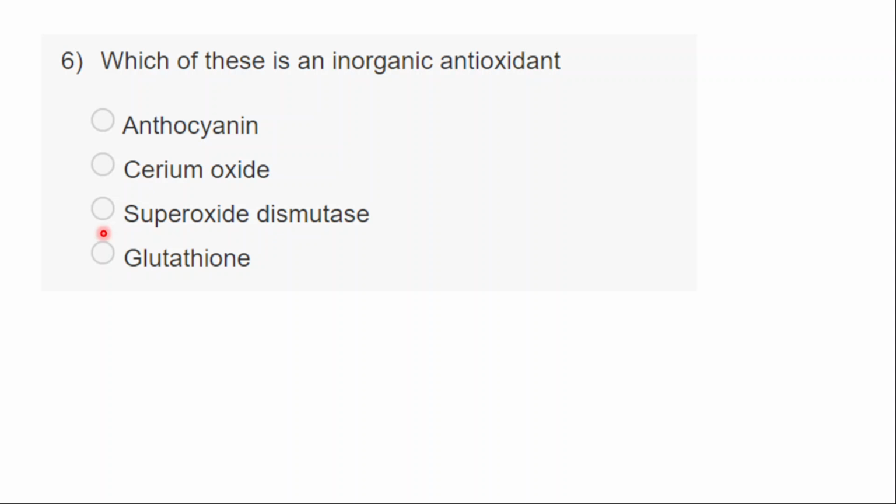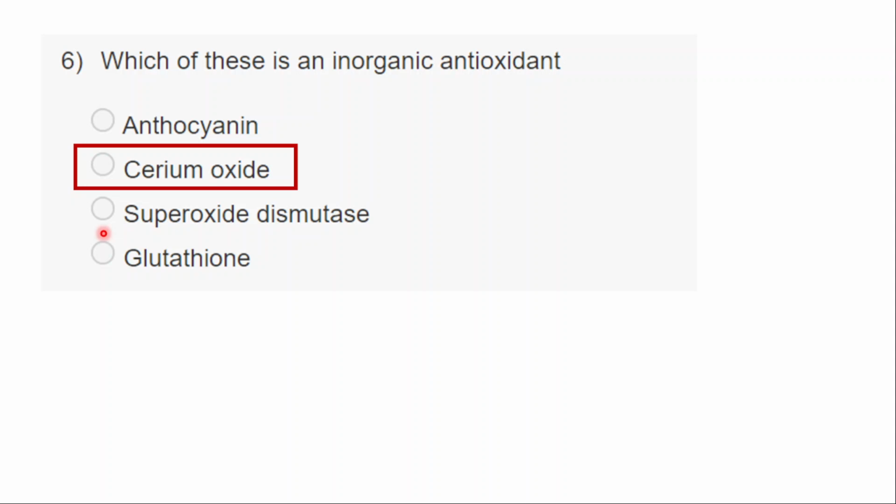Okay, I see some answers. Abhinav is saying B. Aditi, Roshan, Gaurav are all going with B, cerium oxide. Komal is saying glutathione. Anuradha is saying cerium oxide. Okay, let us see what is the correct answer. The correct answer is B, cerium oxide. Well done.